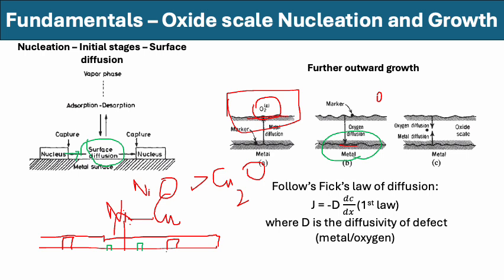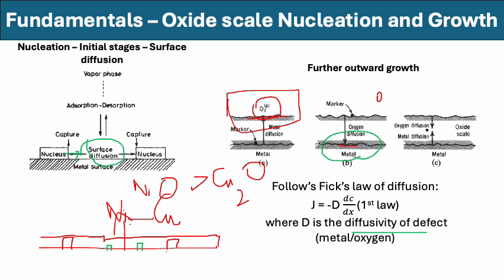Sometimes the reaction might take place within the scale because the growth is governed both by metal cation diffusion and oxygen anion diffusion. So you can describe diffusion by Fick's law, where this D is the diffusivity of the defect, which is in this case metal cation or oxygen anion. So that's all with the basics.